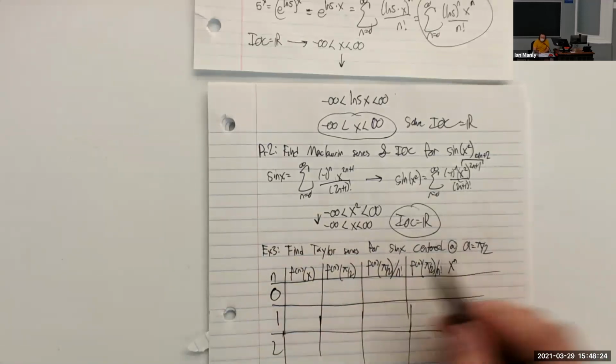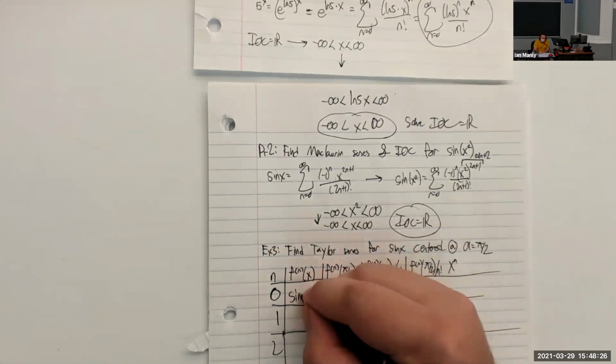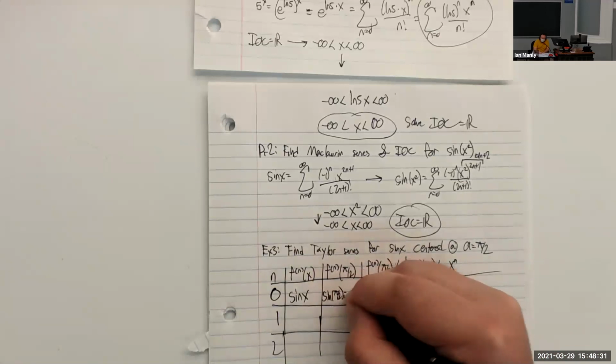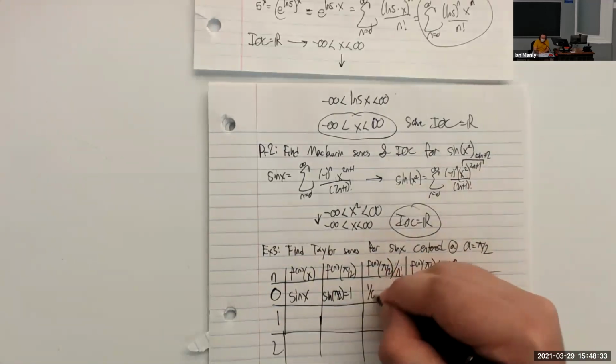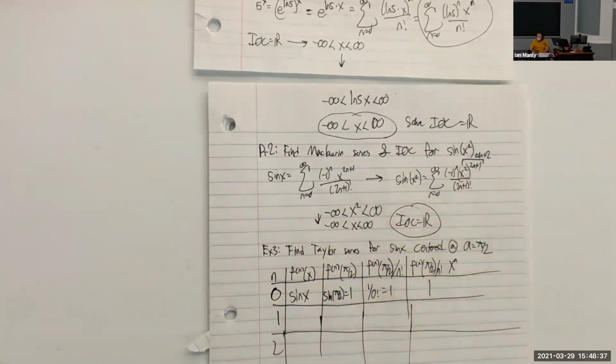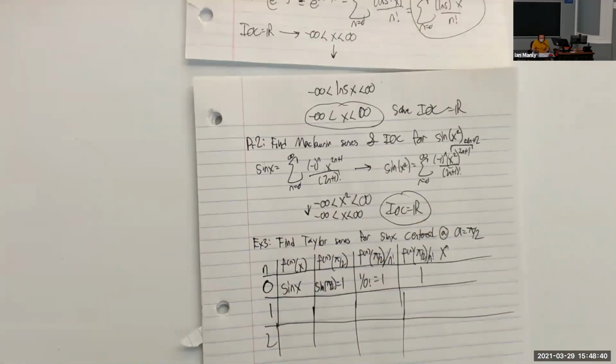All right, so no derivatives of sine will be sine. Then we have sine of pi over 2, which is 1. We have 1 over 0 factorial, which is 1. And then x to the 0 power is 1. So it looks like we just get 1 for this.